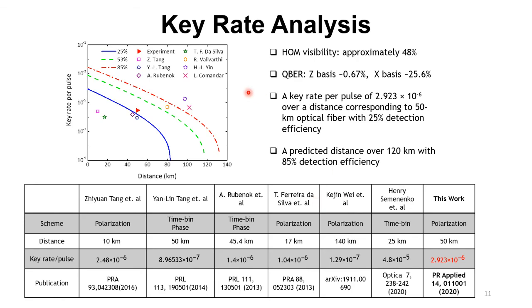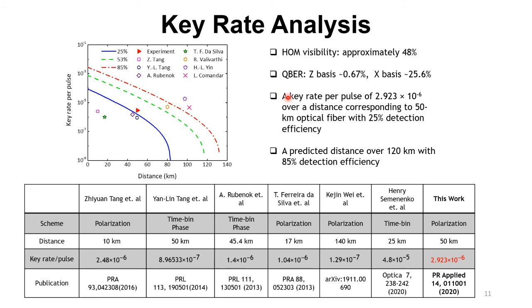We measure the total gains and error gains in experiments, and then analyze the secure key rate of our chip-based MDI-QKD system. From the results, we can see the fundamental visibility of our chip-based system is about 48%, close to the theoretical values. And the quantum bit error rate is observed to be about 0.67% in the Z basis, and about 25.6% in the X basis, which is also comparable to the theoretical values.